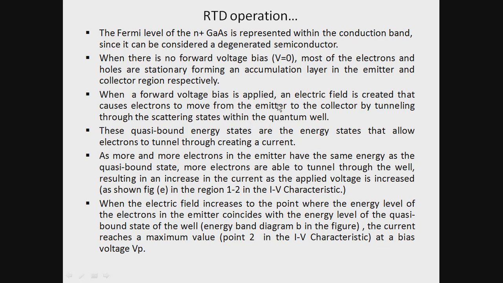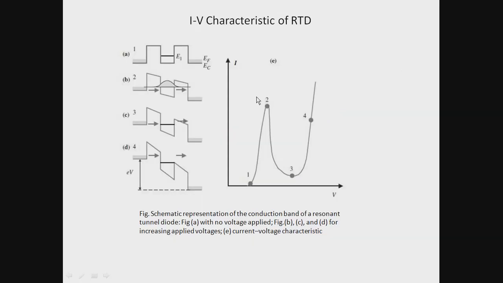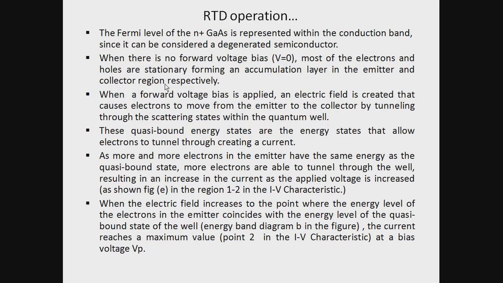Now when a forward voltage is applied, an electric field is created that causes electrons to move from the emitter to the collector by tunneling through the scattering state within the quantum well. See here, this is the condition when there is no bias voltage applied. When the bias voltage is applied, the electric field makes the electrons which are already accumulated here penetrate through this barrier and reach the quantum well. That penetration is taken by the tunneling effect.